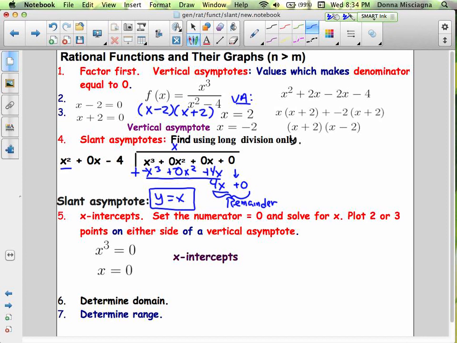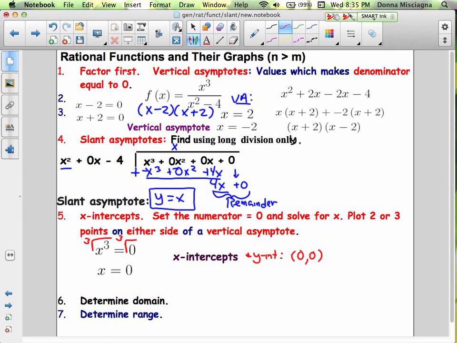All right, so now we want to find our x-intercepts. So to find the x-intercepts, set the numerator equal to 0 and solve for x. All right, so if I set x cubed equal to 0, we can take a cube root of both sides. Cube root of x cubed is x, cube root of 0 is 0. So this is the x-intercept, and it happens to be the y-intercept, the point 0, 0. Right? So that is one of our points.